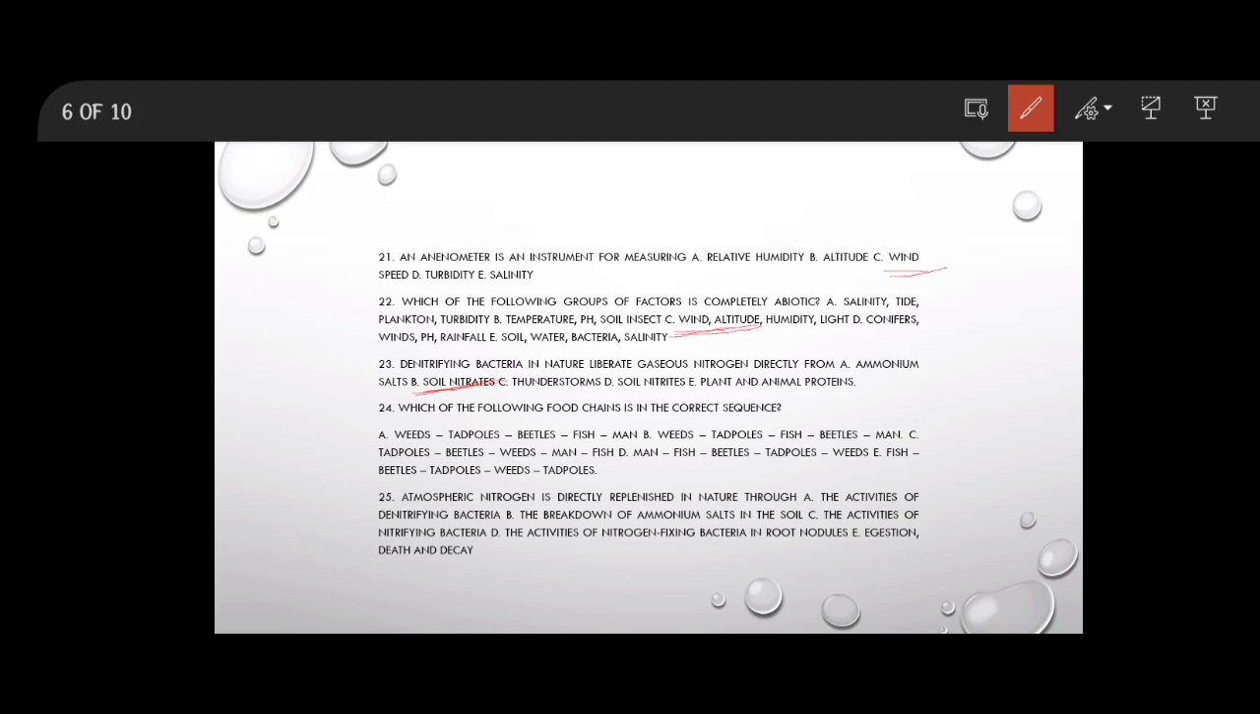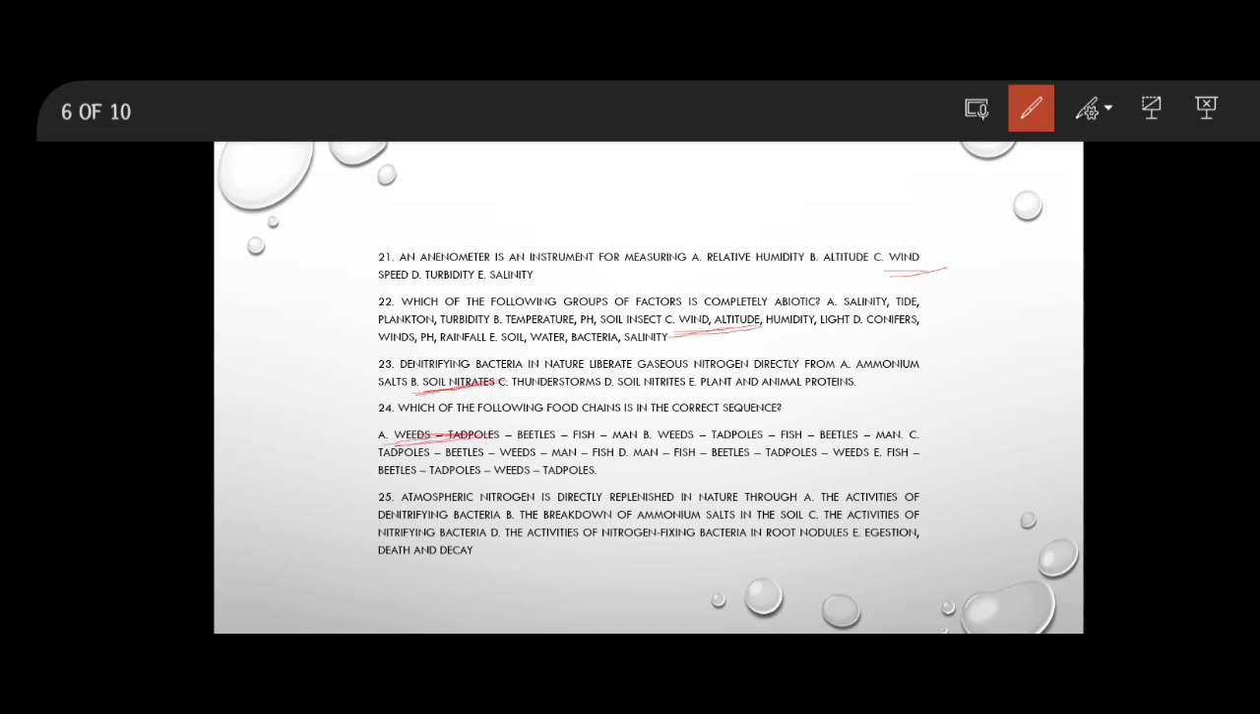Which of the following food chains is in the correct sequence? Let's take a look at them. We have the weed, tadpole, beetle, fish, man. That seems right. Weed, tadpole, fish, beetle. How will a beetle eat a fish? That's wrong. Tadpole, beetle, weed. Every food chain starts with a producer, so that is also wrong. Man cannot start a food chain. We are tertiary consumers. That is also wrong. Fish cannot start a food chain because they are also consumers. So the answer here is option A.